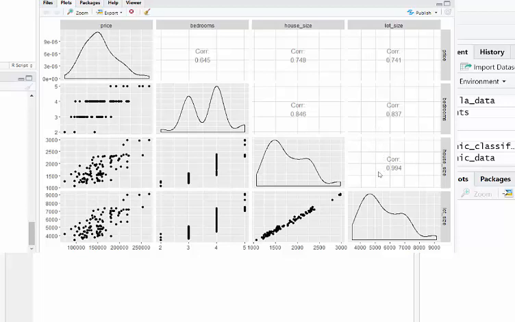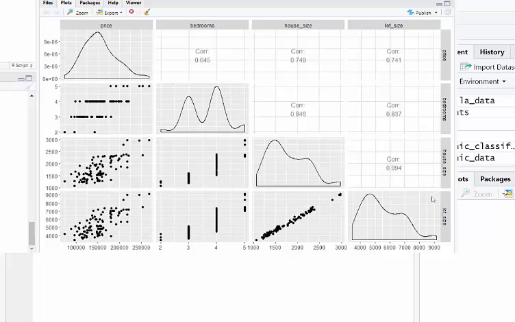How is it correlated with bedrooms? 0.846. Strong correlation, right? Does that make sense? It does, right? Bigger house, more bedrooms. That's natural. So we expect this high correlation. Lot size with bedroom, 0.837. Also strong, which also makes sense, right? The bigger land you have, probably the bigger house you have, and therefore more bedrooms, right?